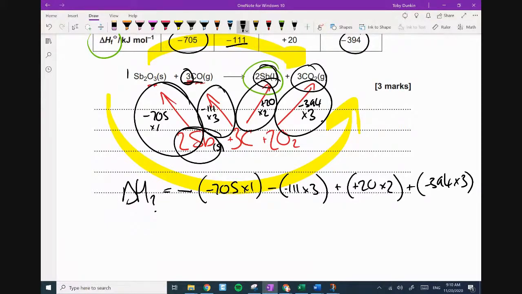Minus, brackets, minus 705, close brackets, minus 111 times 3, close brackets, plus brackets, plus 20 times 2, checking everything on my calculator because my calculator is sticky, minus 394 times 3. The overall heat change is minus 104 kilojoules per mole.